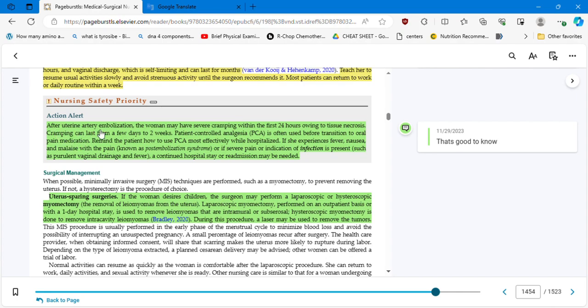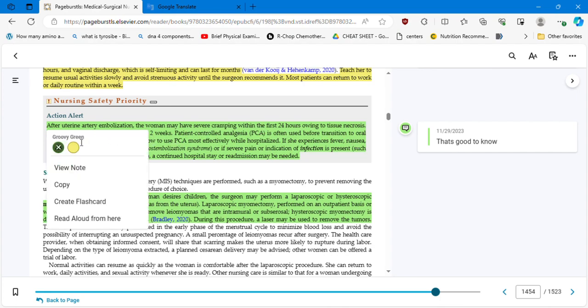After uterine artery embolization, UAE, the woman may have severe cramping within the first 24 hours owing to tissue necrosis. We know that. Cramping can last from a few days to 2 weeks. Patient-controlled analgesia (PCA) is often used before transition to oral pain medication.